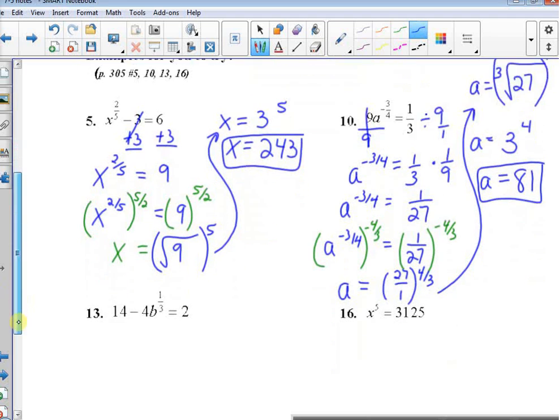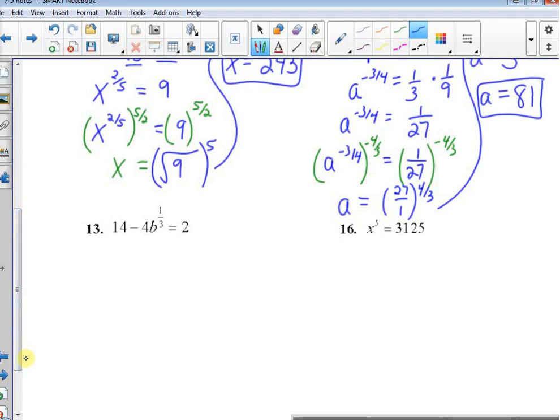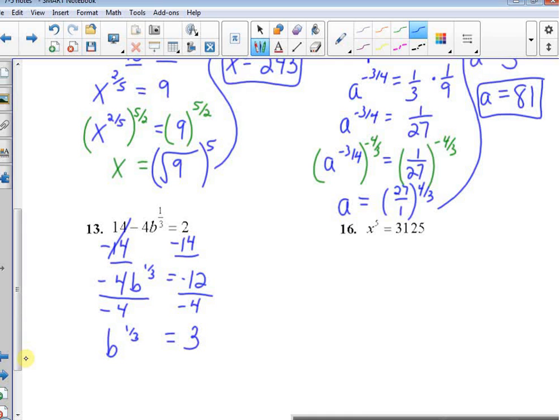Next, subtract 14 and divide by negative 4. So b to the 1/3 equals 3. And then raise both sides to the 3 over 1, or to the 3rd. And so you get b to the 1st equals 27.